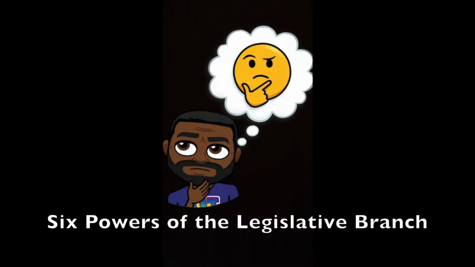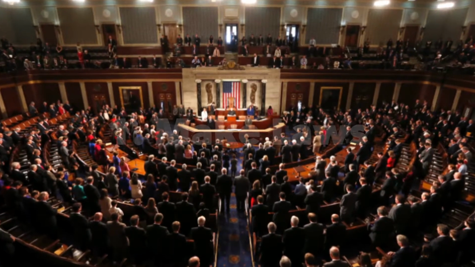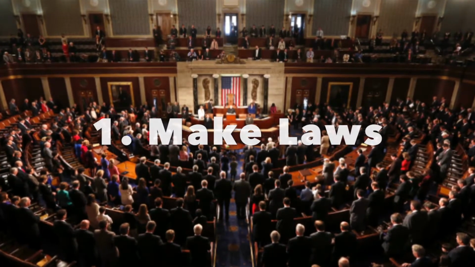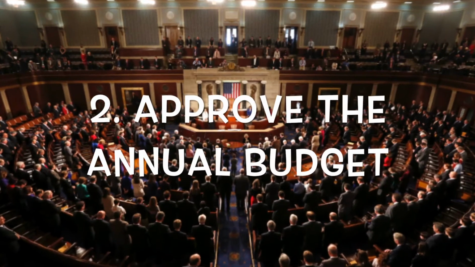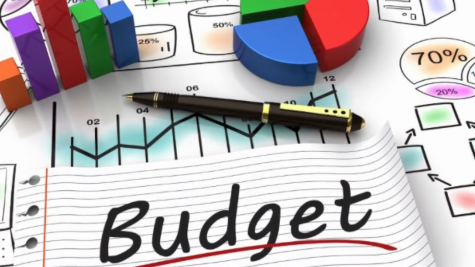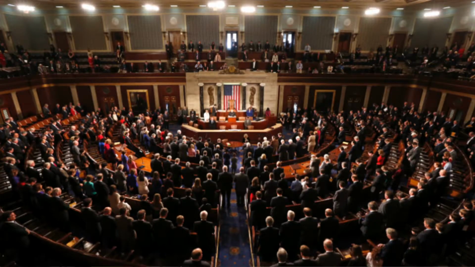Let's touch them again. Congress has the power to do first is make laws. Why? Because legislative is a law-making body. That's why they're allowed to make laws. The next power is to approve the annual budget. Nothing can be approved if it is not sent through Congress. Again, it has to be approved by Congress.